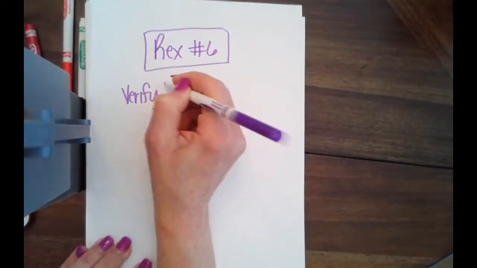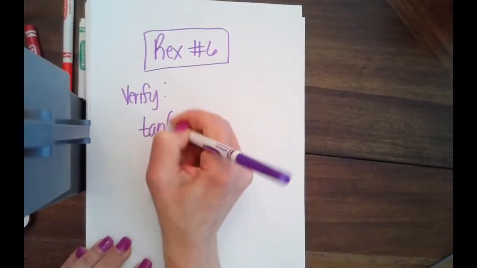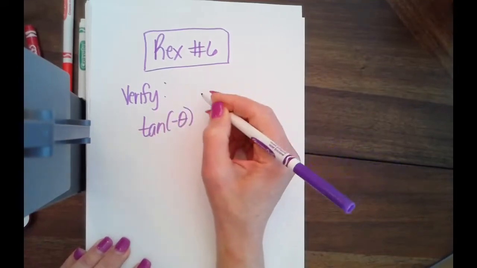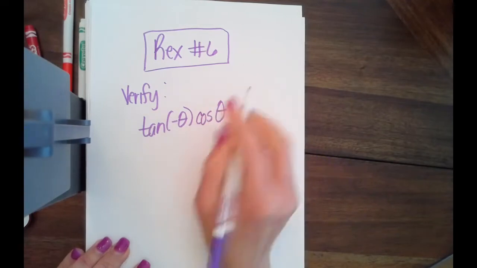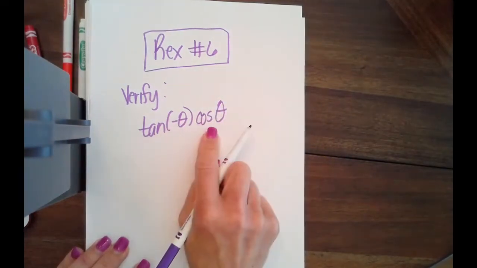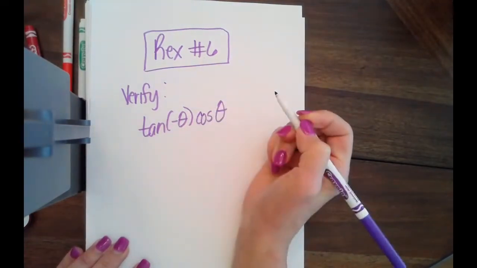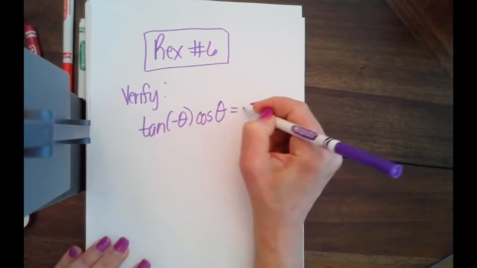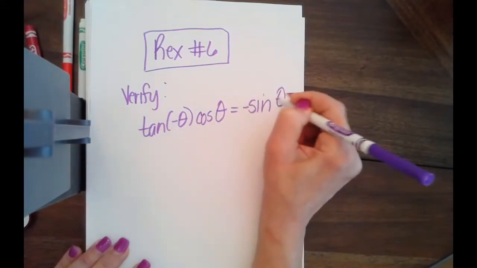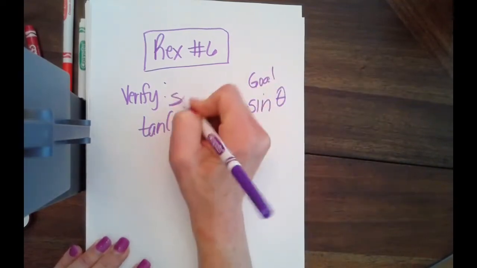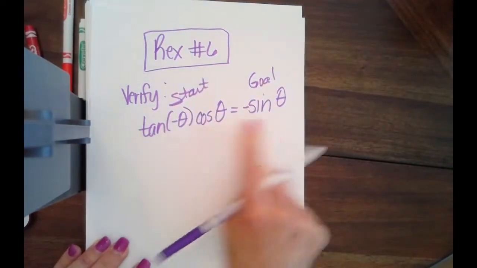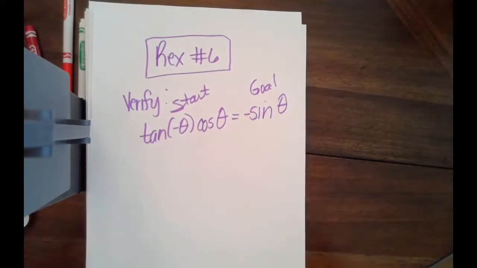And we're going to verify that tangent of negative theta, there we go, we've got an even odd situation, times cosine of theta. When they're smack dab up like this against each other, guys, there doesn't have to be a multiplication in between. They're being multiplied. Equals negative sine of theta. So this is our goal, and this is where we're going to start on the left side, because this side is clearly more complicated than that side, or more complex, it's a better word.